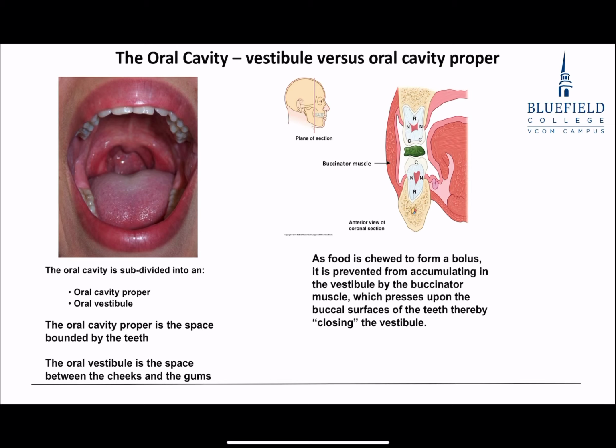And here's an example now of a person chewing. You can see the green bolus of food there. We chew it up with our teeth, especially the molar teeth. And then the vestibule is kept closed by this buccinator muscle as long as it's working properly. Food then tends to stay out of that vestibule, and you're able to make a bolus out of it and then use the tongue to send it back towards the oral pharynx.